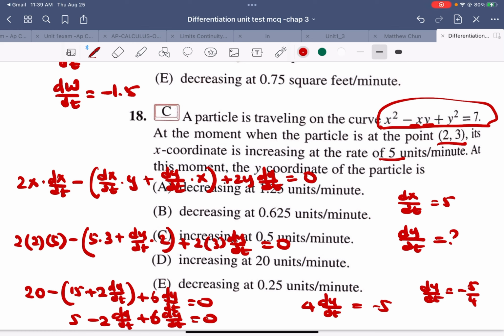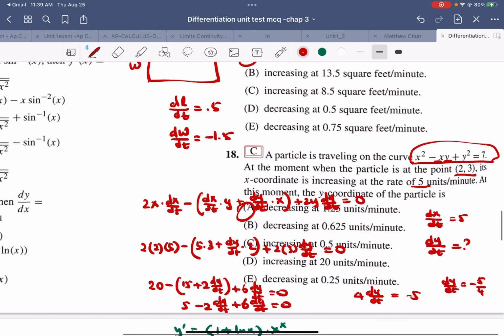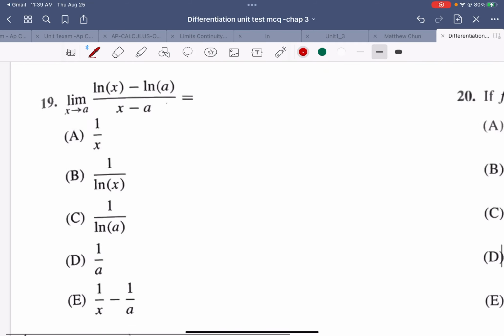Since it's negative, it's decreasing. So you have to say y is decreasing at that rate in units per minute. That should be the answer. Implicit differentiation, and then substitute all the values they gave you. Now let's move on here.